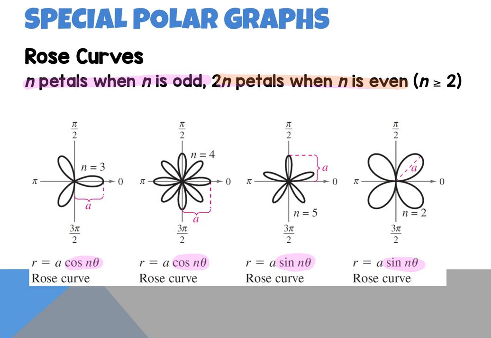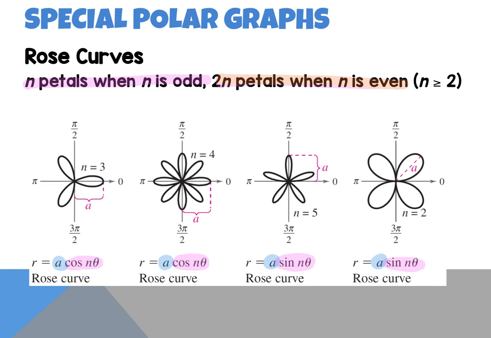There cannot be 2 petals. That's called a lemniscate. It's completely different, okay? So the minimum amount of petals you can get is 3. The length of each petal comes from A, the number on the front. So kind of like what we did with the circle, the number on the front is going to tell you how far out to go. That's your petal length.